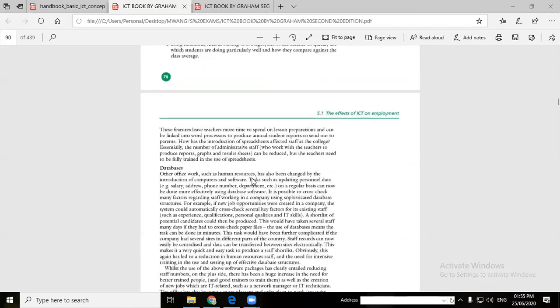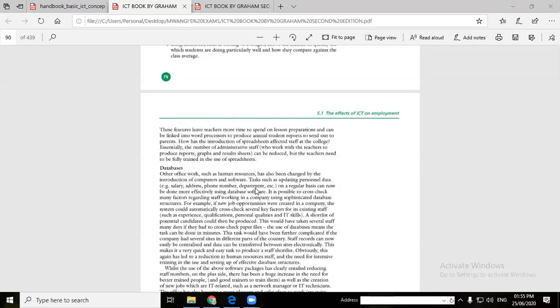Human resource has also been changed by the introduction of computers and software. Yes, we have some tasks that have been permanently taken by the computer, that is updating personal data. For example, you want to update the salary, the address, the phone number, or the department. Remember, all these are data stored somewhere. Instead of going to take file 1 for an employee, or file 2 for another employee, and so on, you just type the name in the machine, then the profile opens, then you can update.